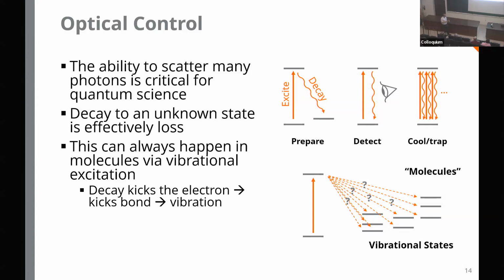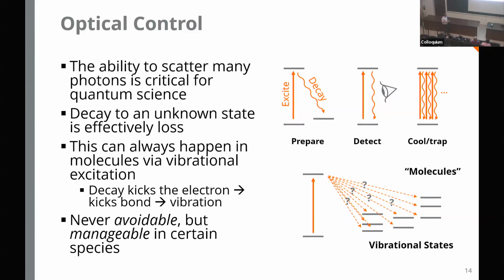And that's a problem in molecules because this always happens in molecules, or at least always can happen in molecules, through vibrational excitation. If you excite some electron in a molecule, when that electron decays back to the ground state, the electron orbital changes, it kicks the molecular bond, and the molecule starts vibrating in a spontaneous and uncontrollable way. And it turns out there's nothing you can do to make this not happen, but you can at least find species where this is manageable, meaning it just doesn't happen very much.